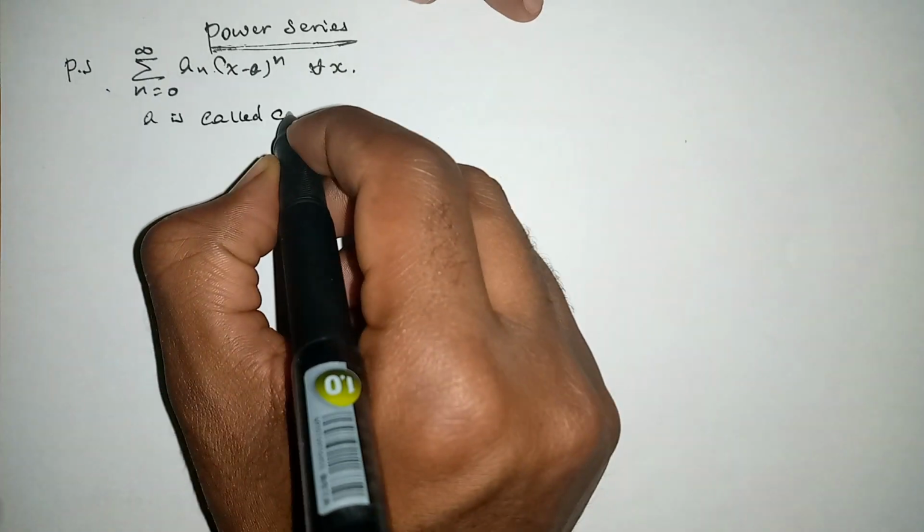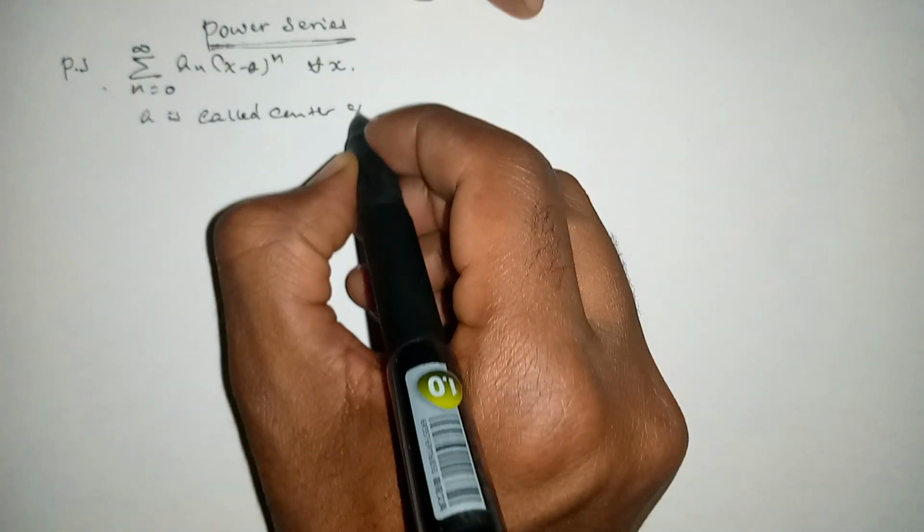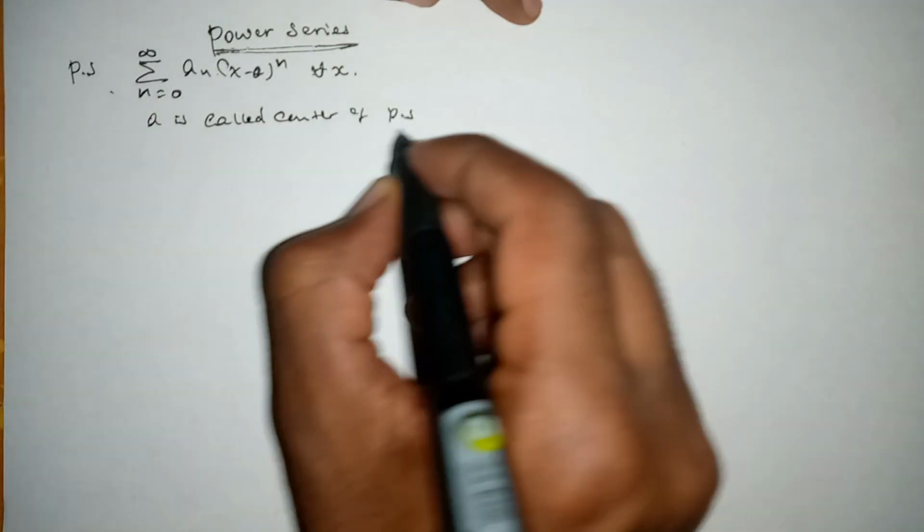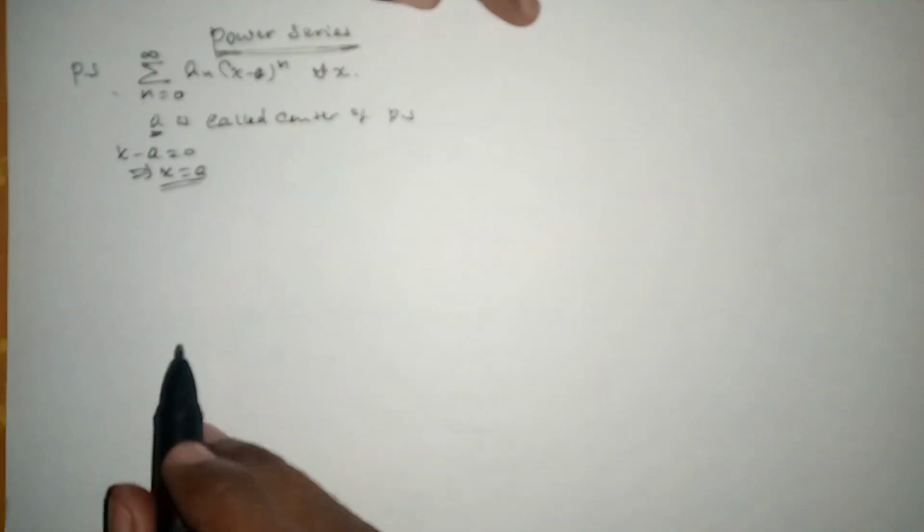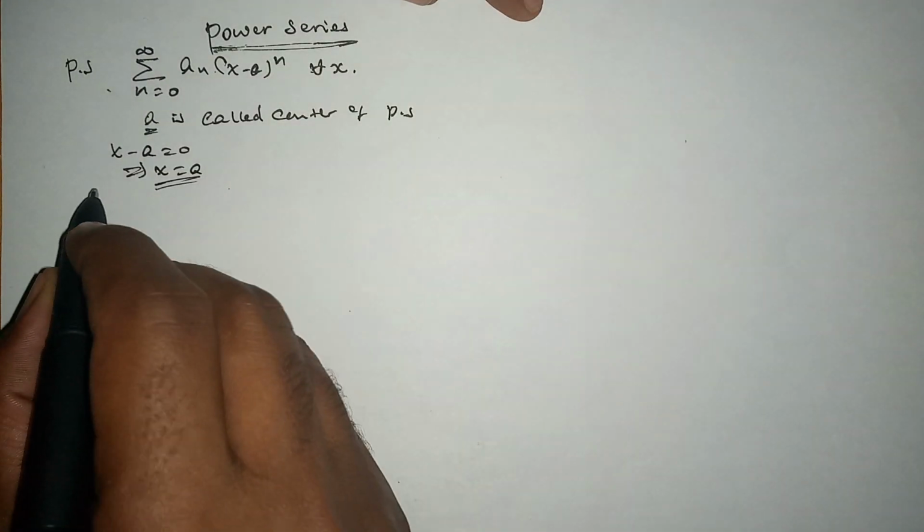In this expression, a is called the center of the power series. This means that to find the center of the given power series, we have to equate x minus a with 0, which gives x equal to a. So a is the center of the power series.